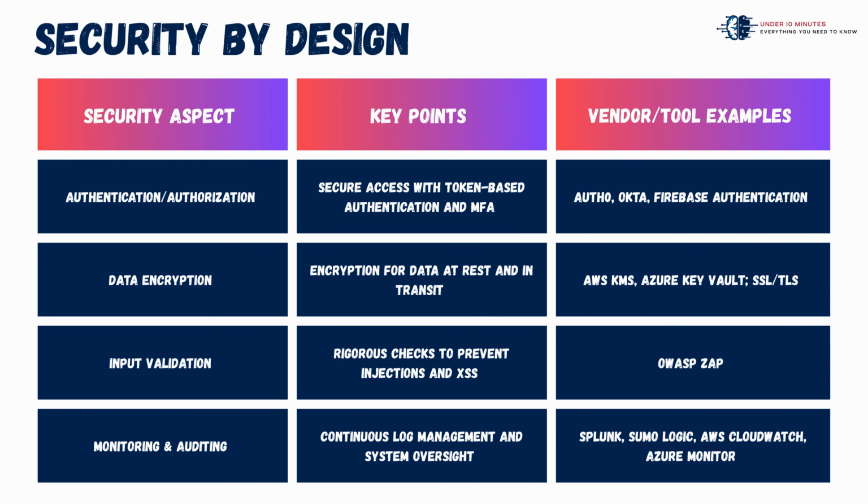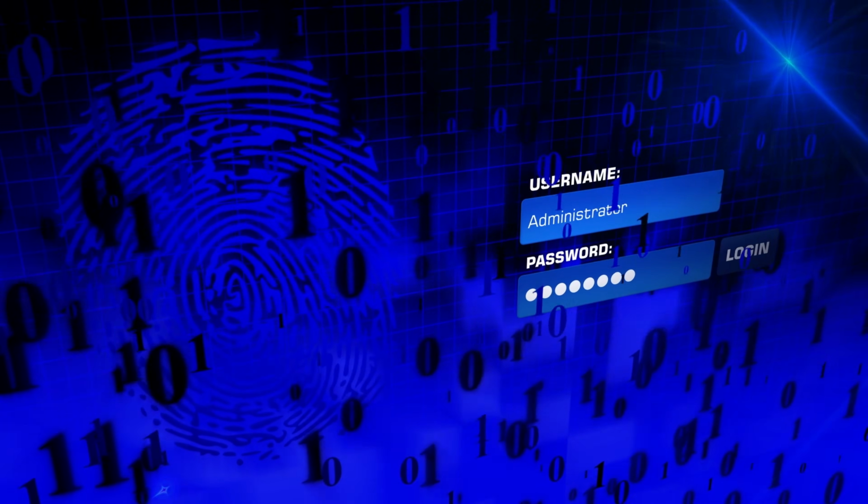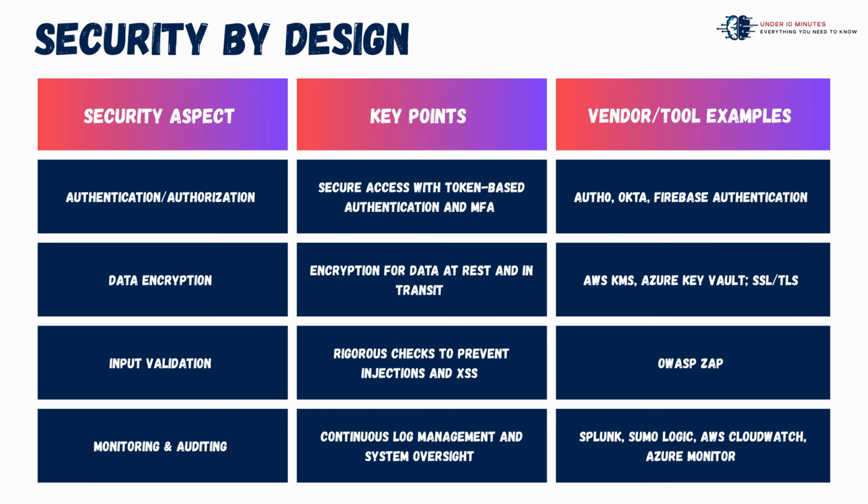The next one we have is security by design. Security is another crucial aspect of system design. Start with authentication and authorization. Make sure only the right users access your system using proven standards like OAuth 2 and JWT tokens. Next, protect data everywhere. Encrypt it at rest and in transit using SSL or TLS, and manage keys securely with tools like AWS KMS or Azure Key Vault.